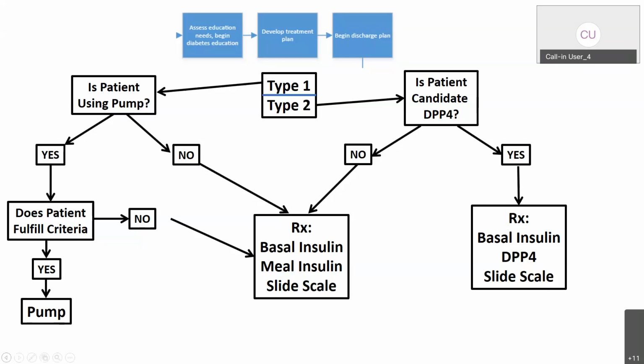So DPP-4, as he said, makes the GLP-1, which is this signal that goes into the blood to tell the pancreas to begin to produce insulin, has a half-life, that GLP-1, of around 1 or 2 minutes. So in order to increase the half-life of the GLP-1, we use inhibitors of the destructor of the GLP-1, in this case, the DPP-4 enzyme, okay?